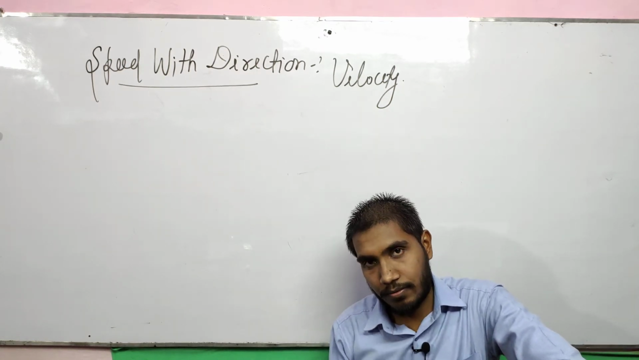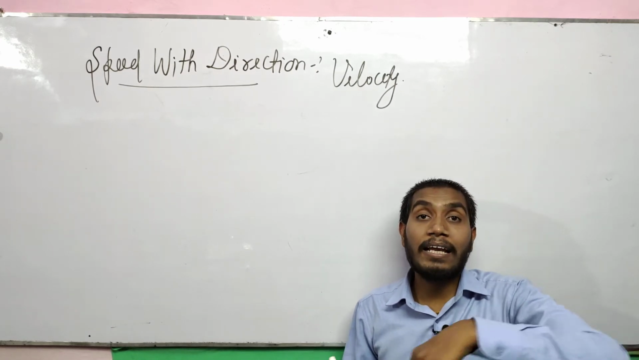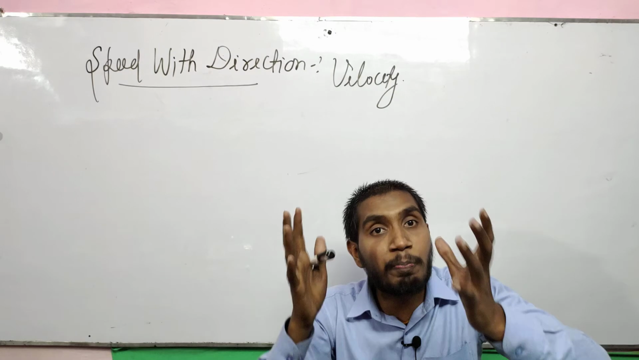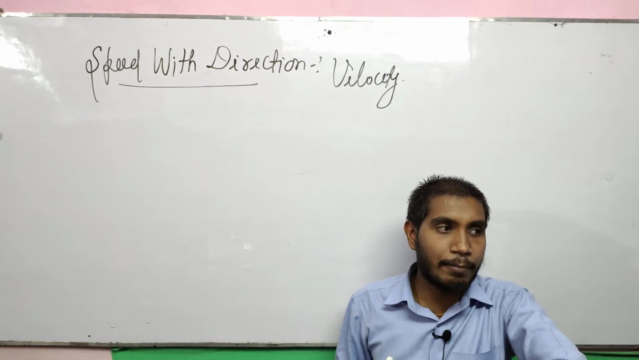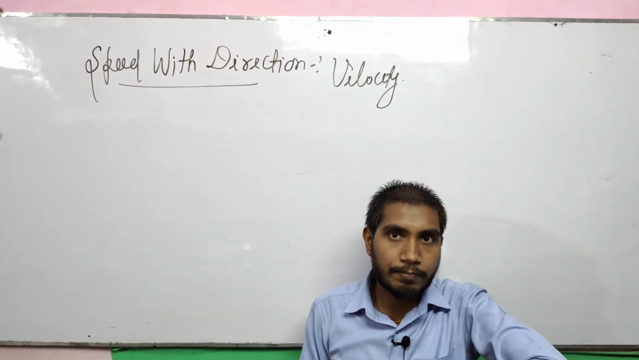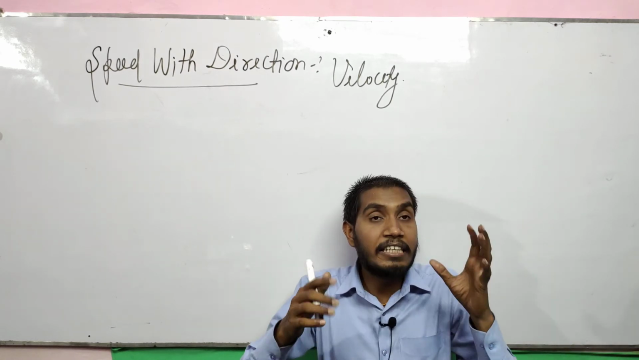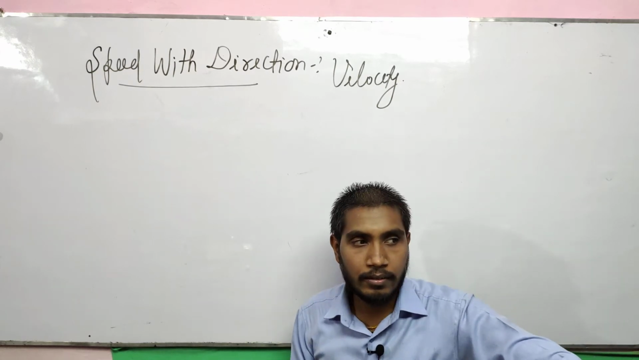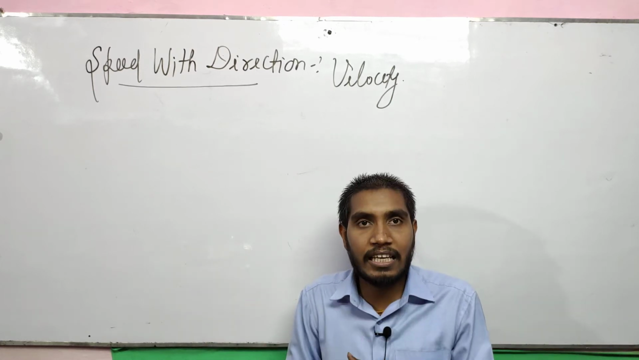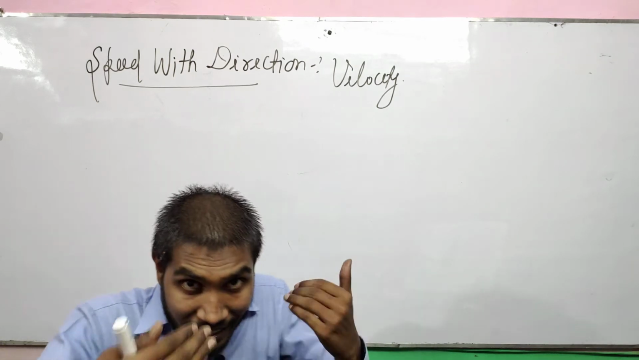The distance covered by an object can be determined by the speed of that object in motion. How much distance have I covered? 10 meter, 20 meter, 40 meter. It can be determined by my speed.